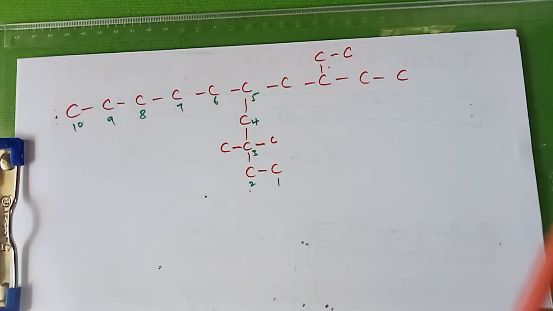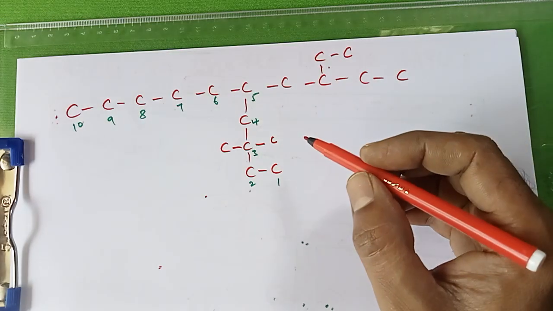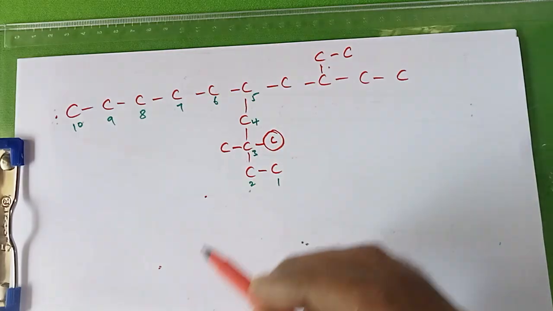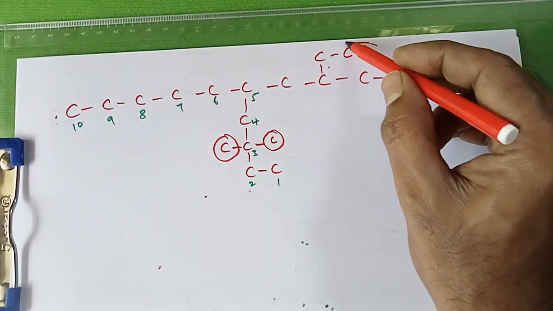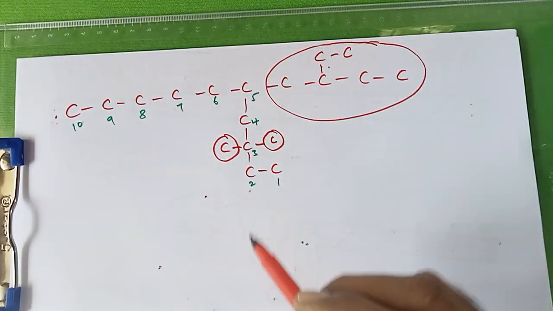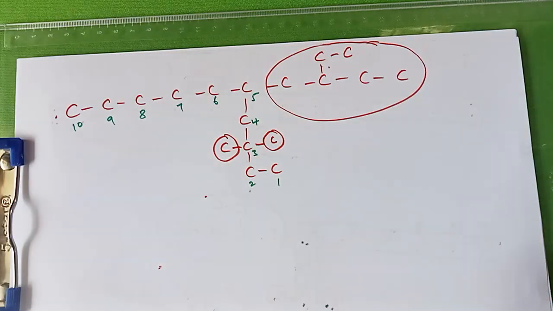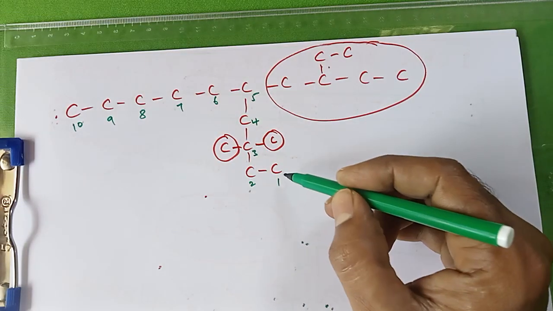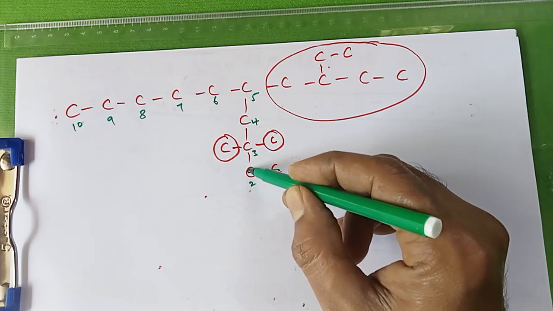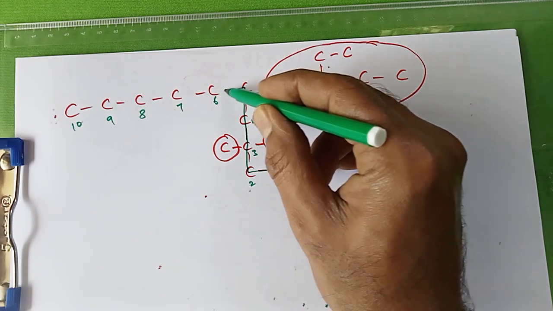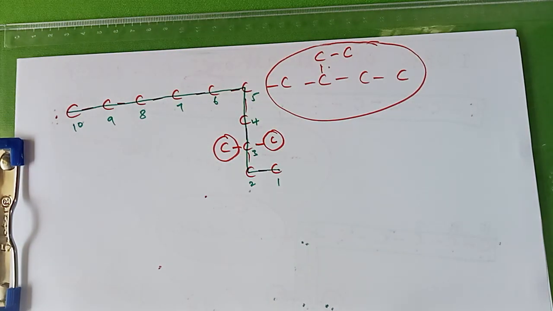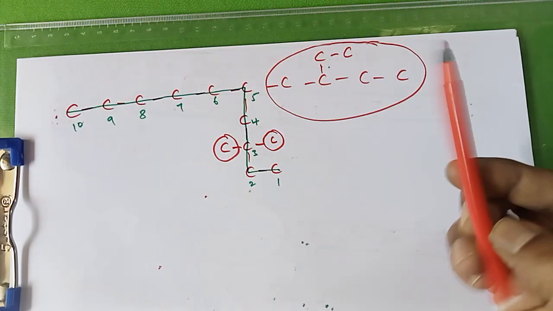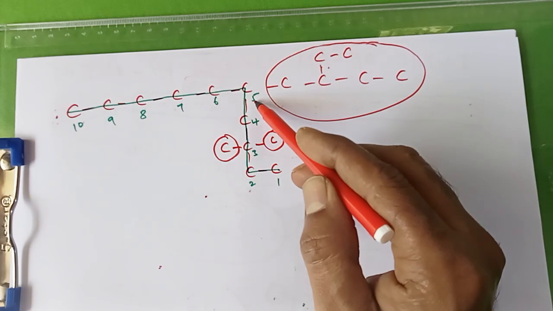Next, the substituents. Round up the substituents. Here one substituent, here another substituent. Total 3 substituents linked to the parent chain. Now I mark the parent chain with the green mark. This is the parent chain. That chain is the parent chain. Now see here. First this substituent is attached to the 5th carbon.